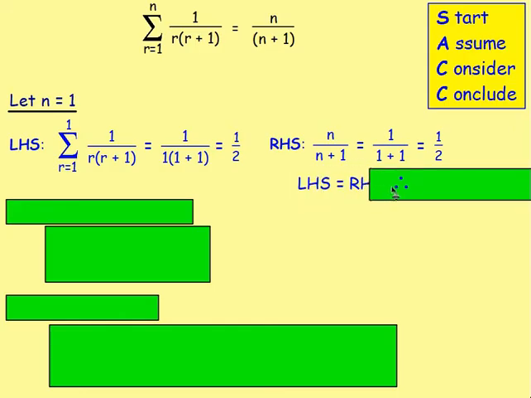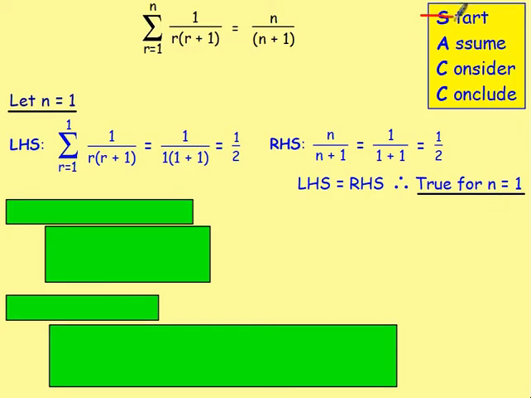So you can see that the left-hand side equals the right-hand side. Don't finish off by saying that. You want to take it a bit further. If the left-hand side equals the right-hand side, what does that actually mean, Amy? Perfect. It means that the statement is true for n equals 1. So write that down. So we have taken our starting value.